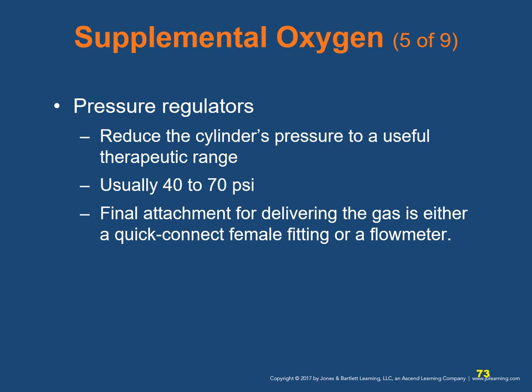Pressure regulators reduce the cylinder's pressure to a useful therapeutic range for the patient, usually down to 40 to 70 psi. After the pressure is reduced to a workable level, final attachment for delivering the gas is one of the following: a quick connect female fitting that will accept a quick connect male plug from a pressure hose or ventilator/resuscitator, or a flow meter that will permit the regulated release of gas measured in liters per minute.